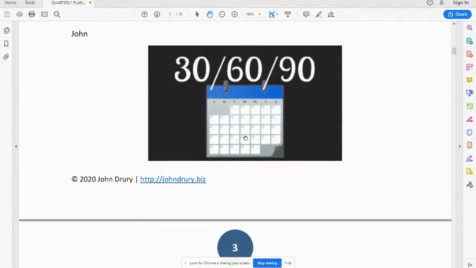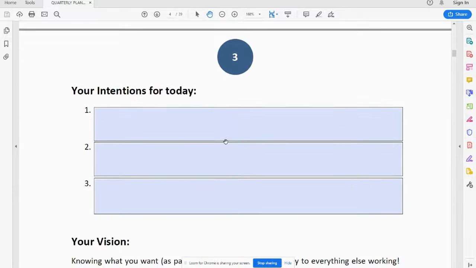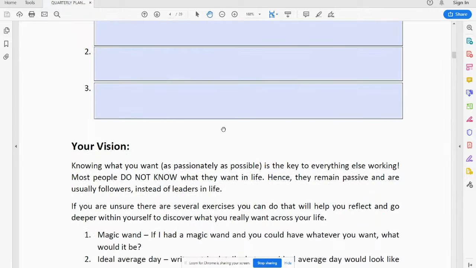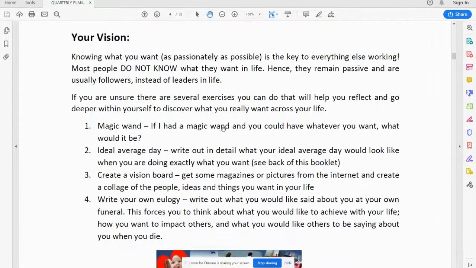Okay, so first of all, I would like you to set some intentions for doing this workshop. What are your intentions? At least 1, up to 3. What do you hope to get out of this? And I'd love to know when you've finished it. If you can send me an email or respond to this, I'd love to know how you've gone in achieving those intentions. And then the key to planning is knowing what you want.